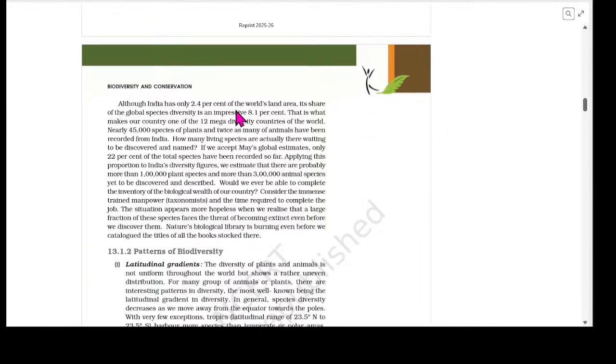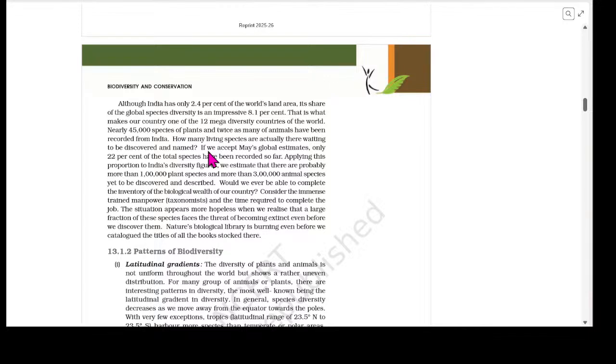Although India has only 2.5% of the world's land area, its share of the global species diversity is an impressive 8.1%. That is what makes our country one of the 12 mega diversity countries of the world. Nearly 45,000 species of plants and twice as many animals have been recorded from India. How many living species are actually there waiting to be discovered and named?